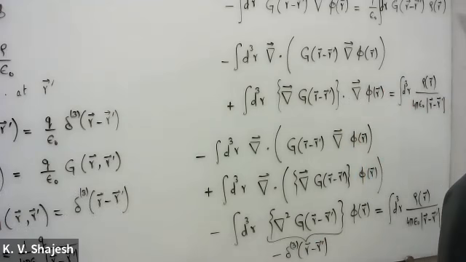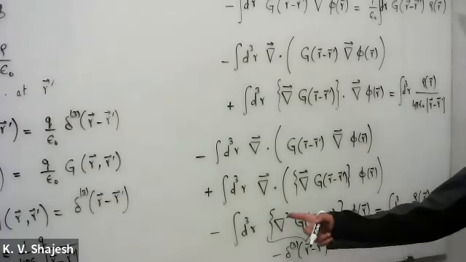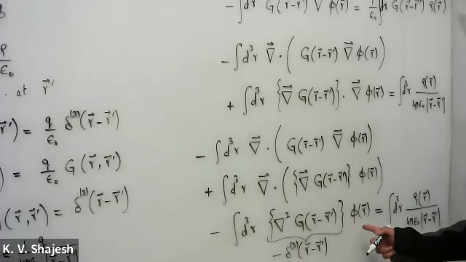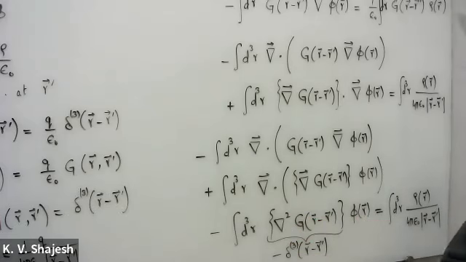F of r prime. The delta function is a very simple integral to do. I just have to see when this is equal to 0. Replace all the r's with r primes. That's it, right? And that makes this very simple to do. It's just phi of r prime. And so let me do that.